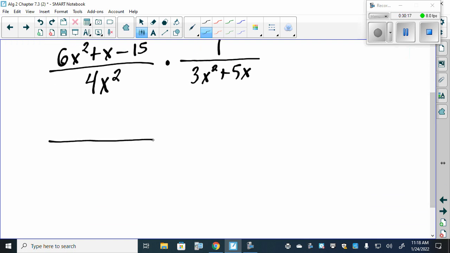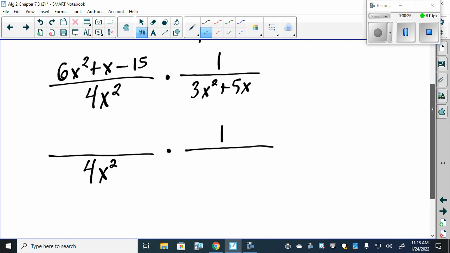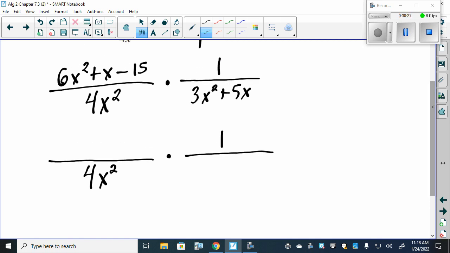So the first one, well, we'll still have the 4x squared. And the second, we'll still have the 1. Now the question comes down to, do we want to factor 6x squared plus x minus 15 first, or the 3x squared plus 5x? I would go with the 3x squared plus 5x first. Because, well, we only do have 2 terms, so is there a greatest common factor between them?